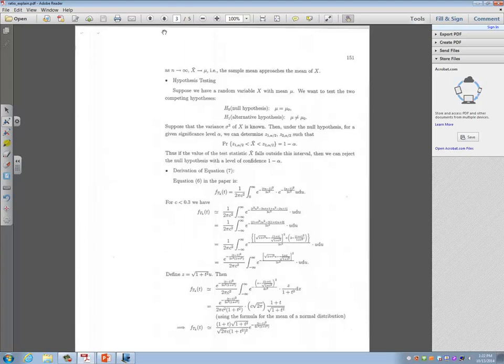The null hypothesis is that the mean is a particular value mu zero, and the alternative hypothesis H1 is that mu is different from mu zero. And suppose the variance sigma square of x is known. If sigma square is not known, there is a way to calculate that. That's where they use the t statistic. They will not use the z statistic. The t-test, that's the famous t-test.